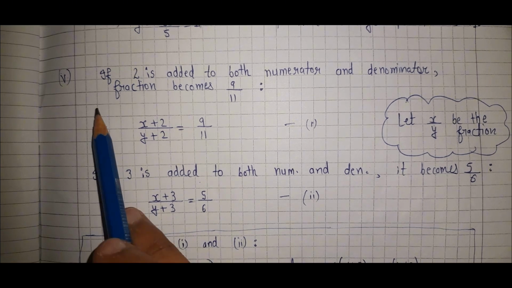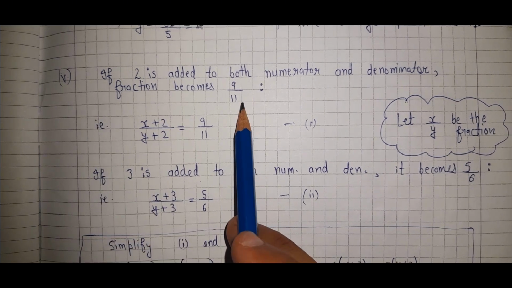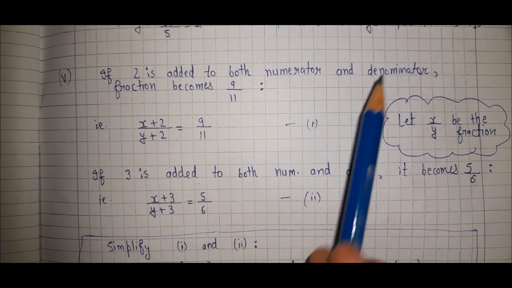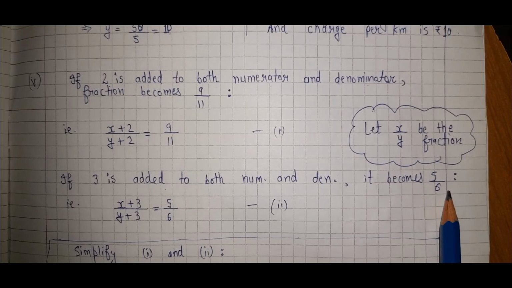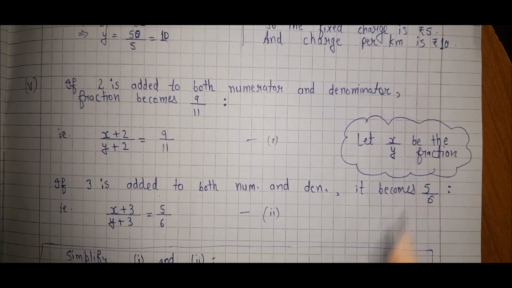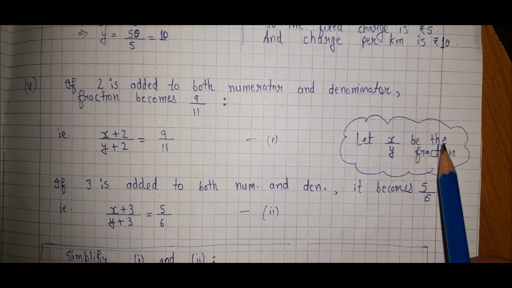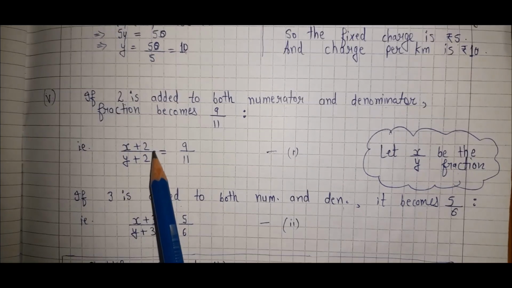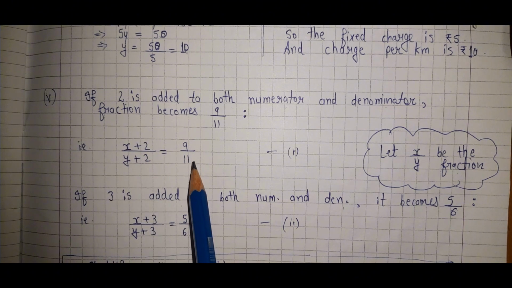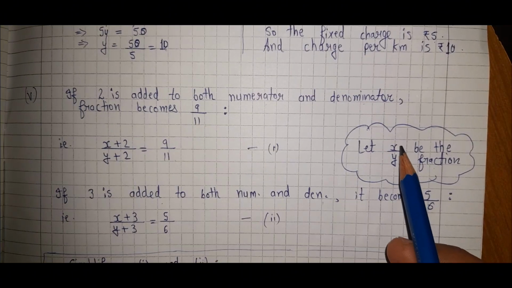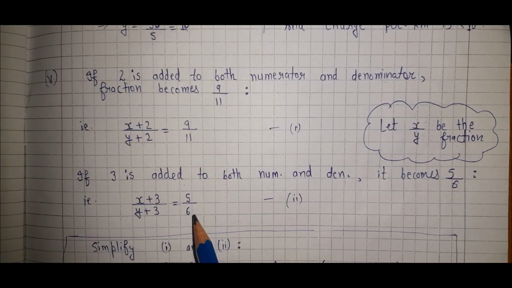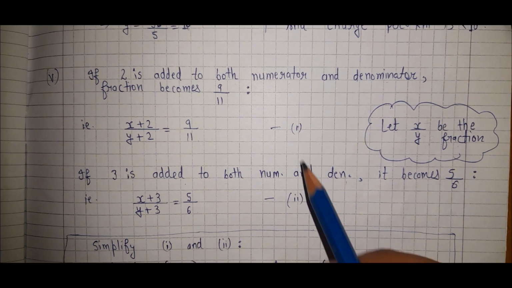Fifth part is, a fraction becomes 9 upon 11 if 2 is added to both numerator and denominator. And a fraction becomes 5 upon 6 if 3 is added to both numerator and denominator. Now, let x upon y be the given fraction. So, if we add 2 to both numerator and denominator, it will become 9 upon 11. And if we add 3 to both numerator and denominator, it will become 5 upon 6. These two are our required equations.